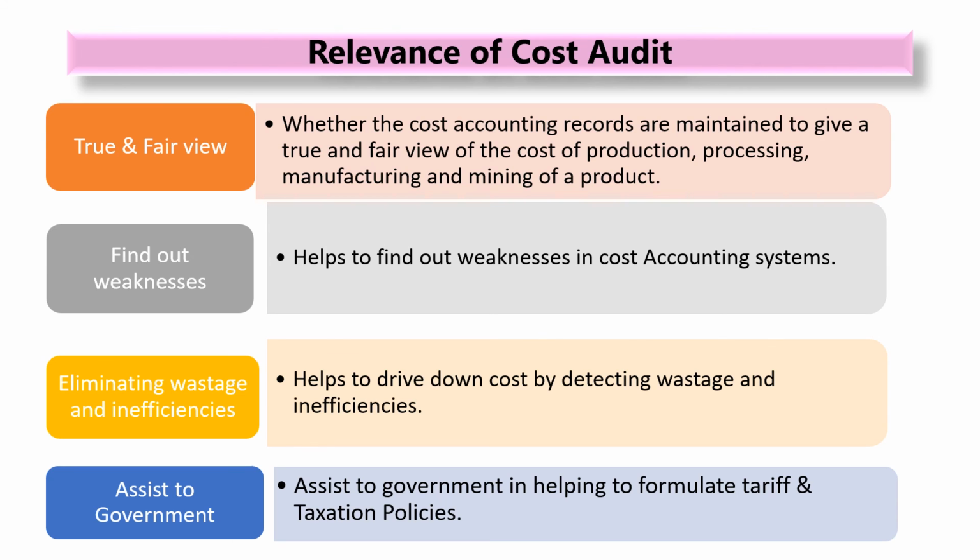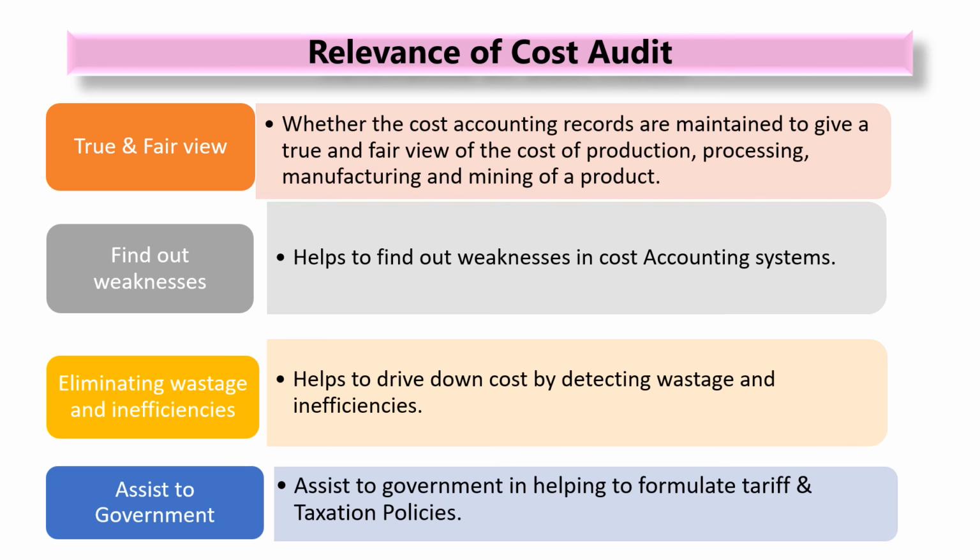Then third, eliminating wastage and inefficiencies. Cost audit helps to drive down cost by detecting wastage and inefficiencies. If any area or any process is such where a lot of wastage is occurring, and if it is not working as expected, or if it is not achieving its targets, with the help of cost audit we can check where the wastages are going and why there are such inefficiencies, and we can improve such inefficient areas, and we can control the cost by minimizing the wastage.